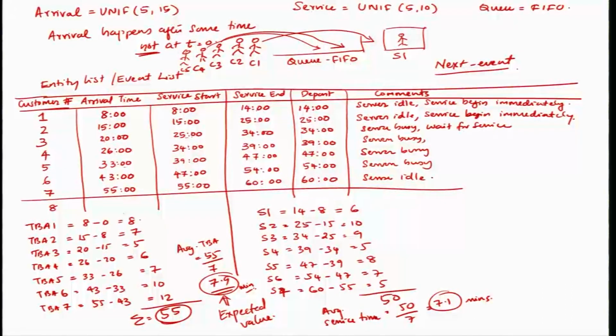Now, if you want to find out what percent of the time the server is busy, the total time duration is 60, of which for 50 time units the server was actually providing service. So, the server busy fraction is 50 out of 60, or 5 by 6. That much is the time the server was busy serving people, and the rest of the time the server was idle.